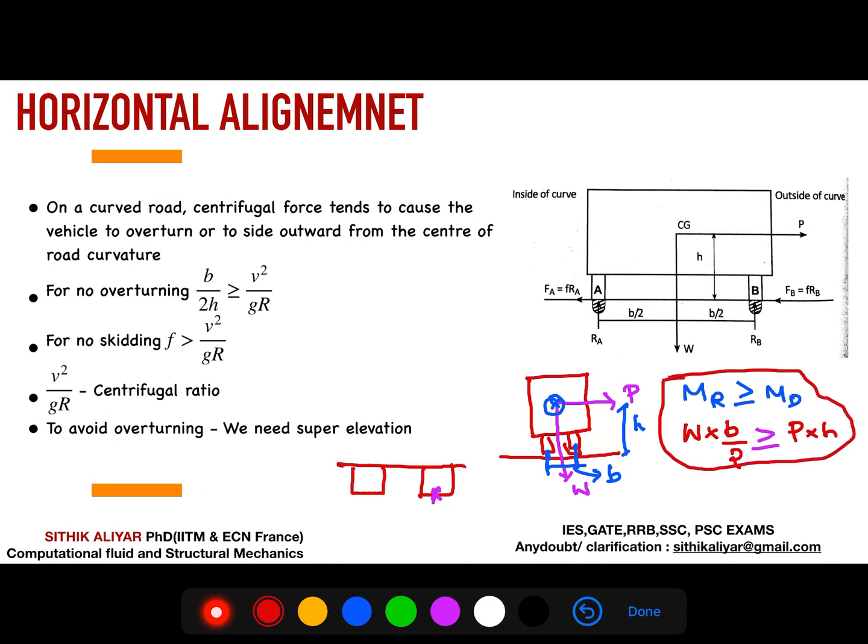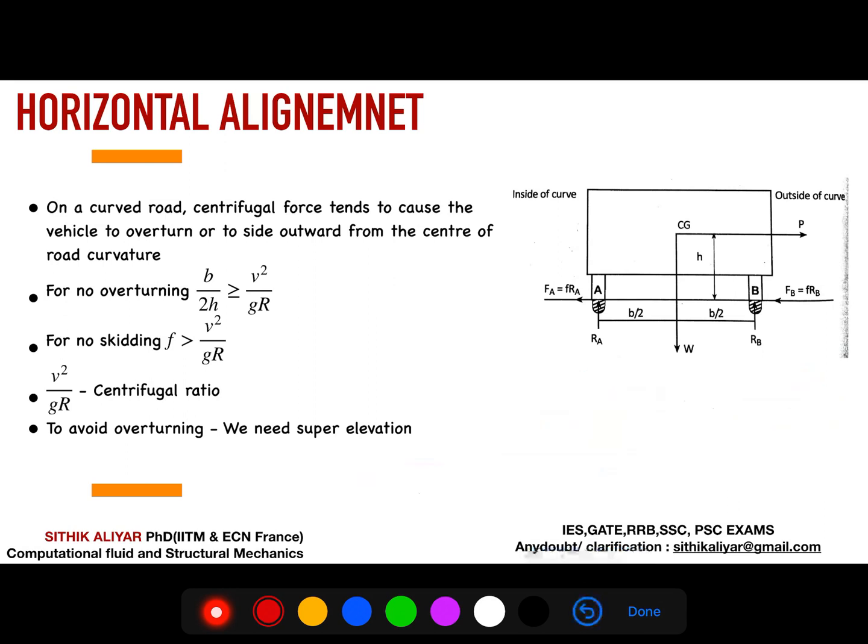Okay, I have to erase everything. So now we know W into B by 2. You can see even in this figure W into B by 2. You can take a rotational point either at A or B. If it is greater than P into H, my vehicle will not overturn.